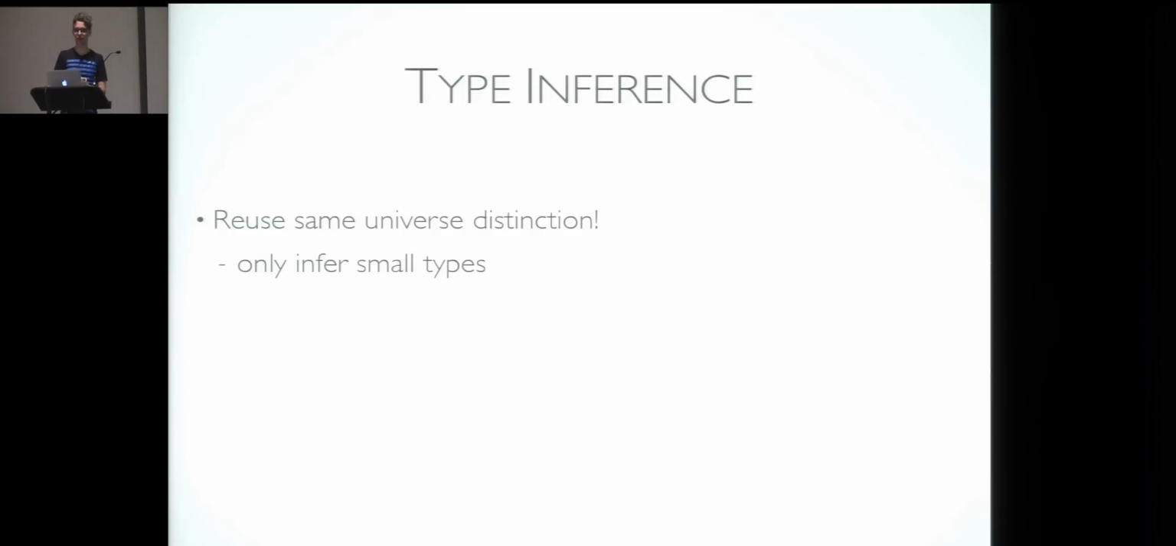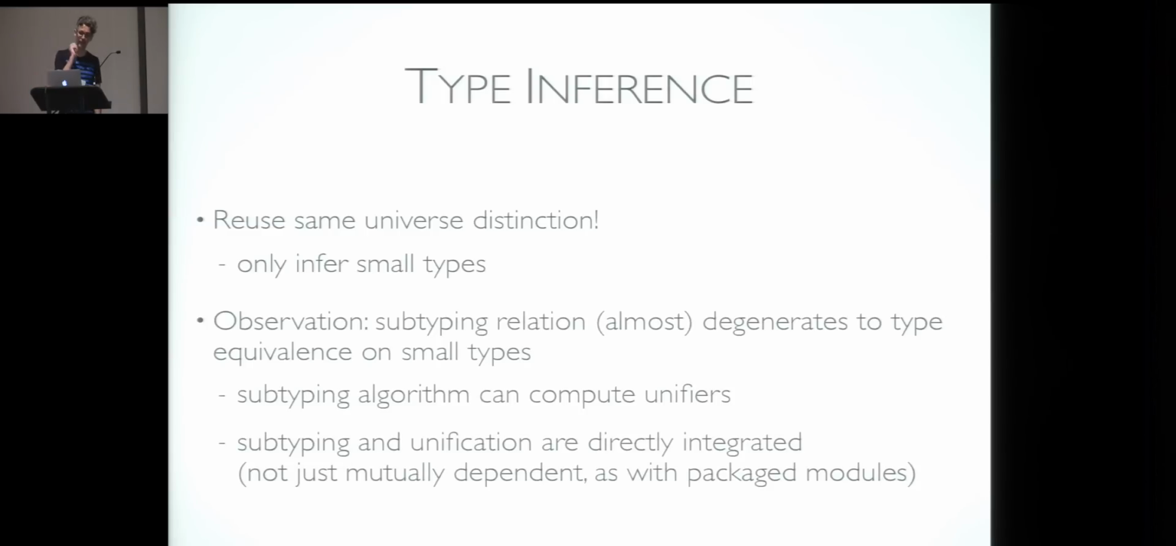What about type inference? We can reuse the same distinction, actually. So we just say, okay, small types is all we infer. We don't infer large types, period. And then you have one other key observation: when you look at the F-ing signature matching rules and specialize them to small types, then they degenerate almost entirely to type equivalence. So you can actually piggyback the subtyping algorithm and, on small types, turn it into a unification algorithm.